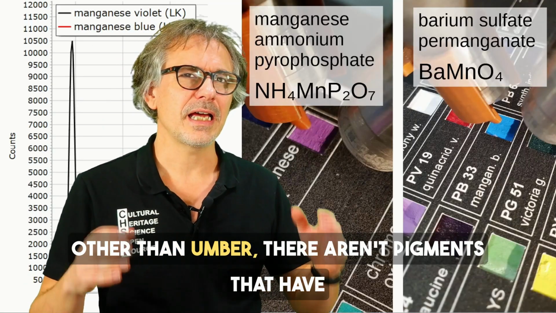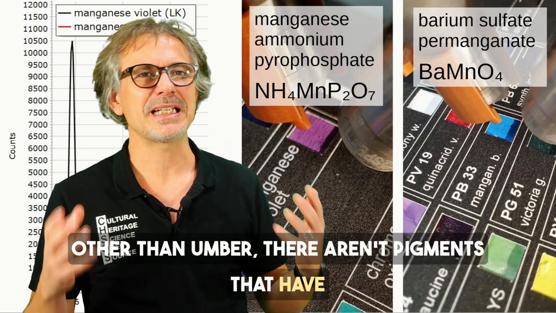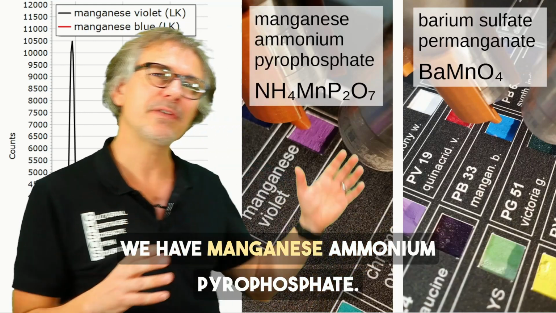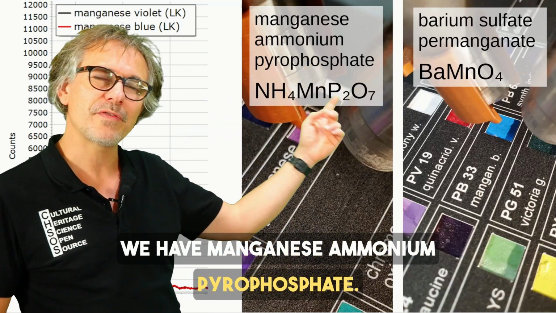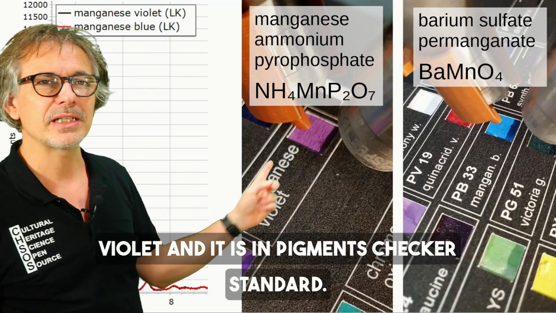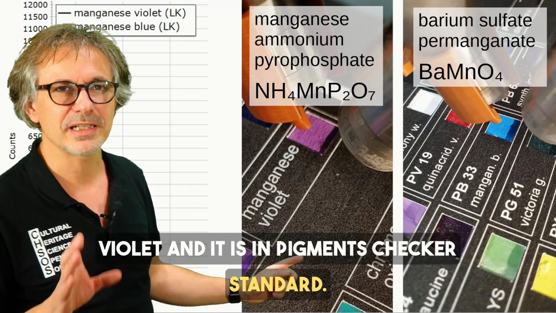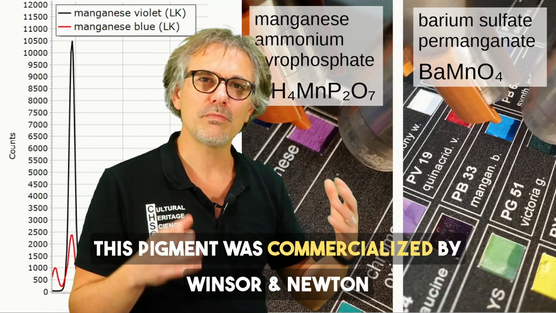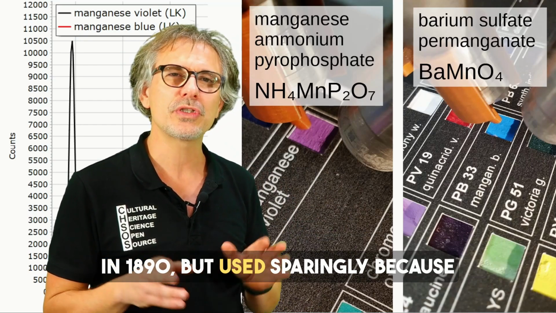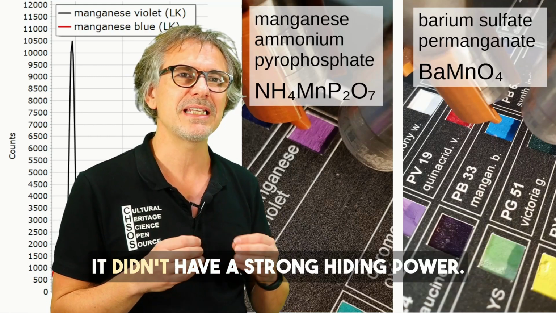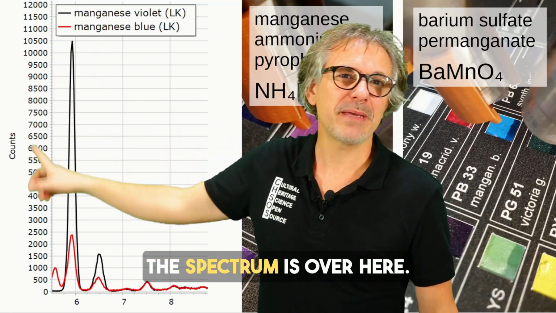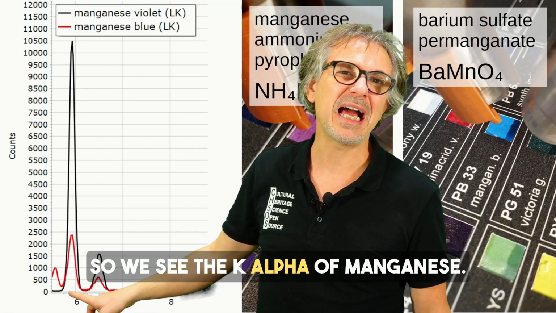Other than umber, there aren't manganese pigments that have been used that much in art. We have manganese ammonium pyrophosphate, so this compound here. This one is called manganese violet, and it is in a pigment checker standard. This pigment was commercialized by Winsor & Newton in 1890, but used sparingly because it didn't have a strong hiding power.